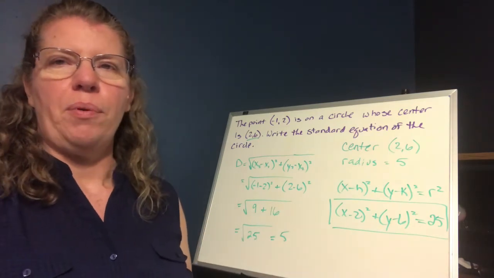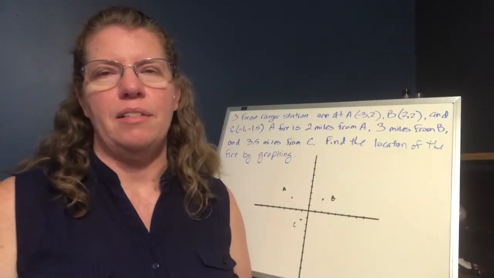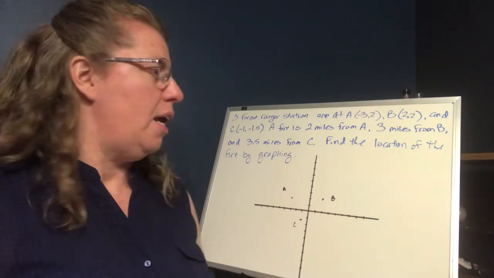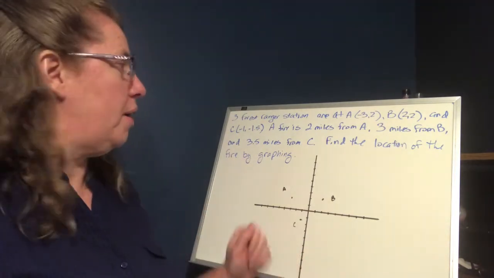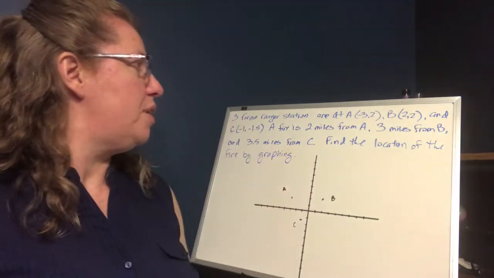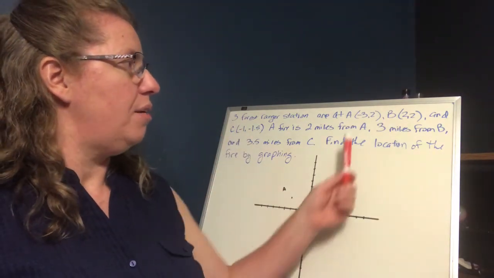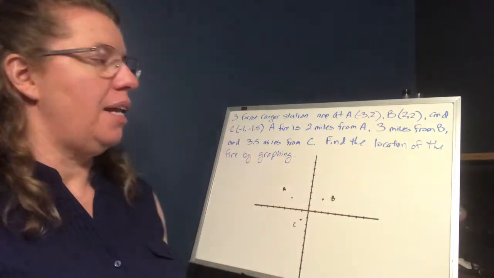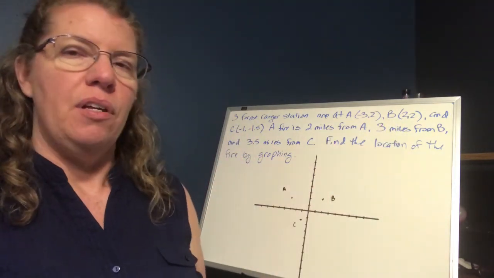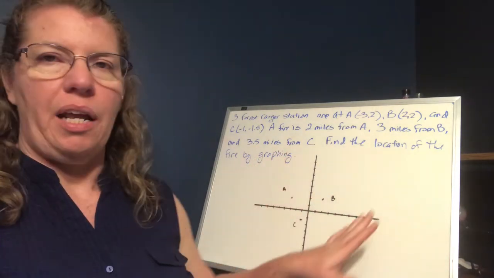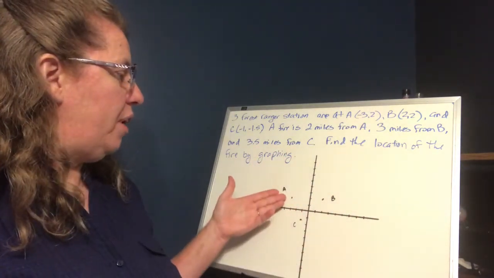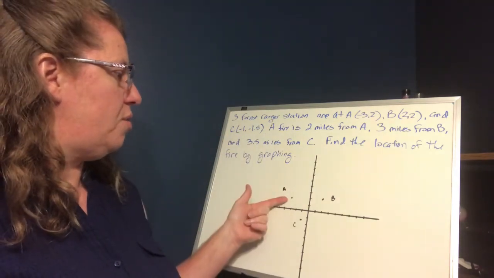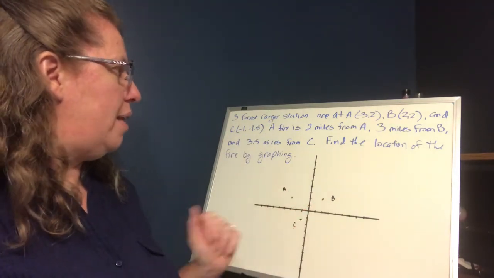Got one more example. Okay, here's our last example. It's a little different from the other ones. Let's do it together and see how this is done. Three forest ranger stations are at A (-3, 2), B (2, 2), and C (-1, -1/2). So our graph is representing an area of land, and they're giving us the coordinates on the graph, telling us where each ranger station is. Ranger station A, B, and C.